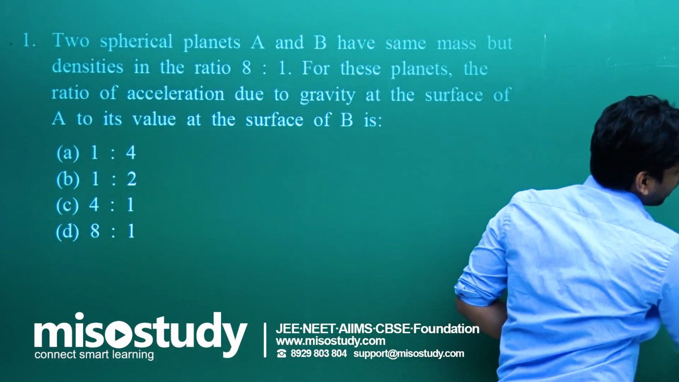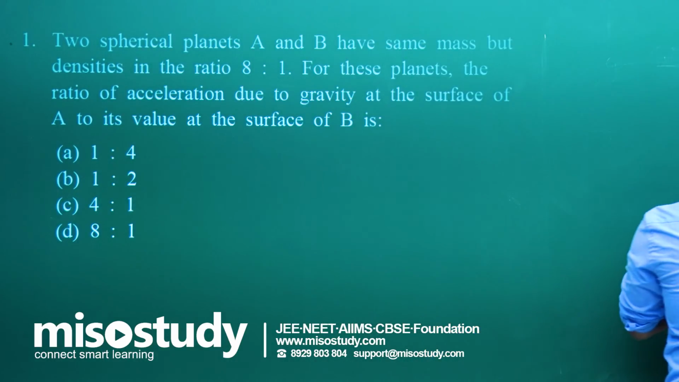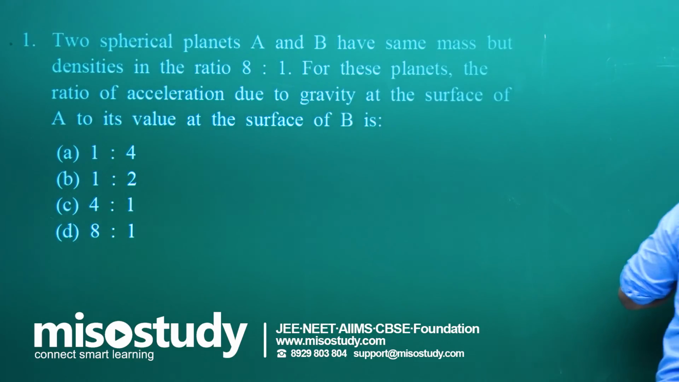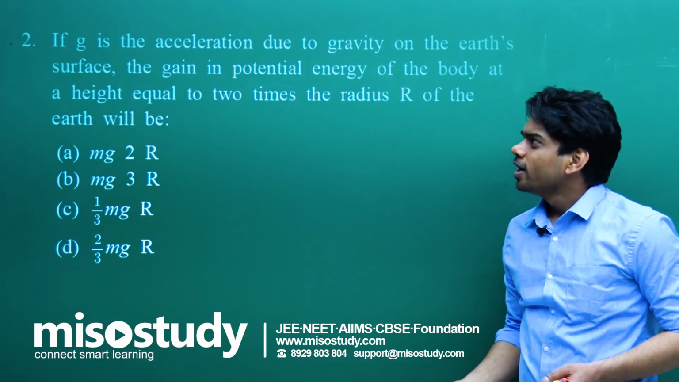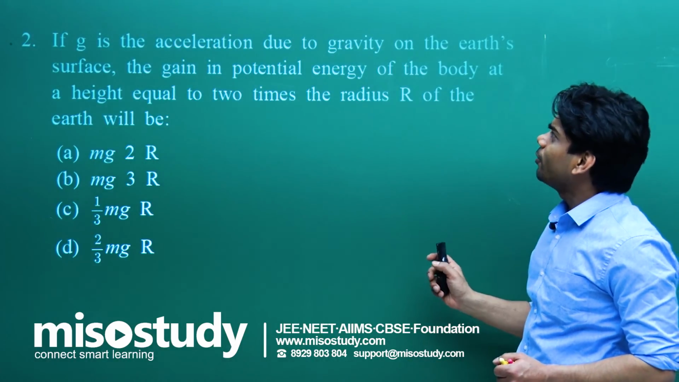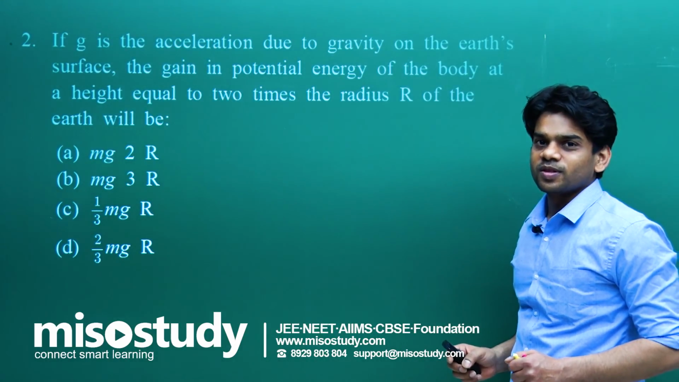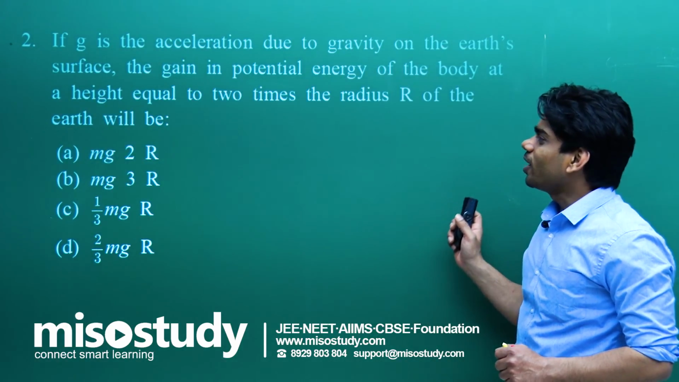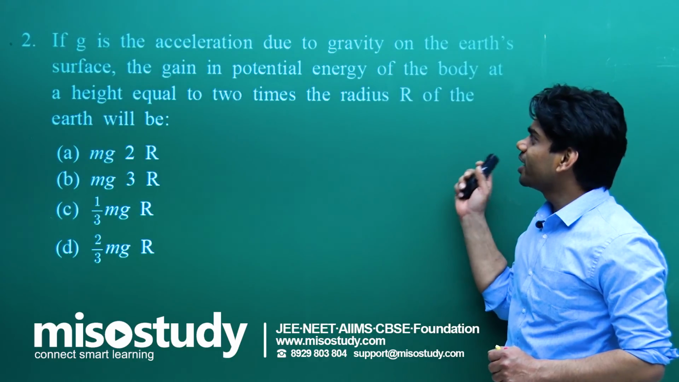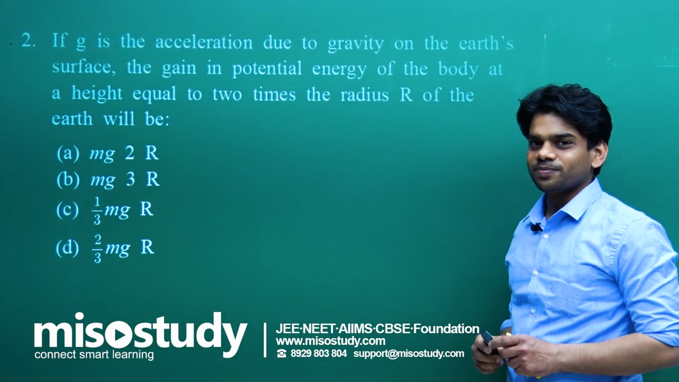So this is a way that you have to actually proceed with such questions. Let's go ahead with the next question of the day. Question 2. If g is the acceleration due to gravity on the Earth's surface, the gain in potential energy of the body at a height equal to 2 times the radius R of the Earth will be.